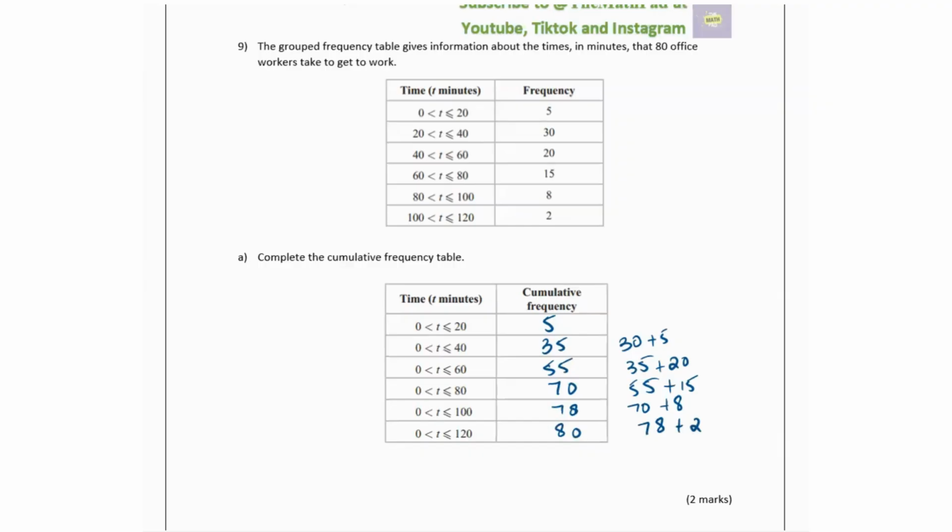To make sure that the cumulative frequency values are correct, you need to cross-check your last value with the total frequency value given in the question. If it's the same, that means your frequency values were correct. So this is how you check whether your cumulative frequency table is correct or incorrect.